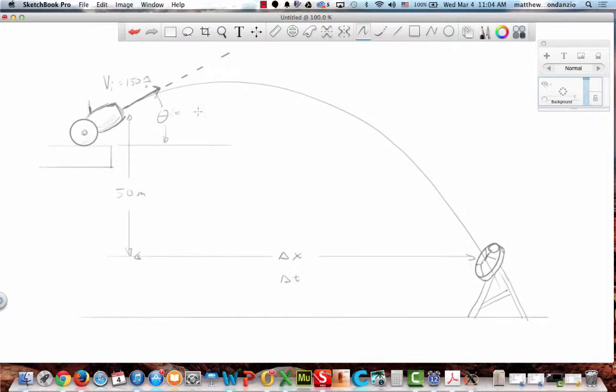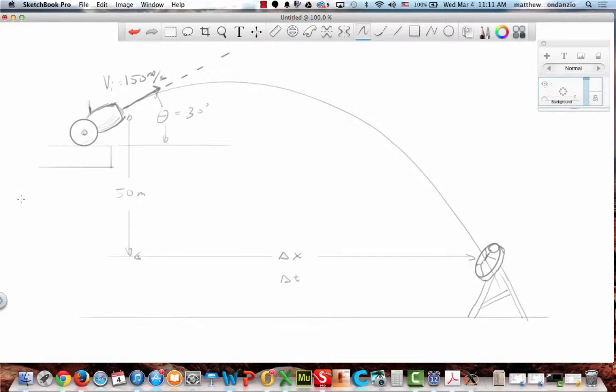This time I'll give you theta. At another point, I'm going to ask you for theta. But let's say theta is a simple 30 degrees. So what I want you to do is move the tables and start. You can set up a table where you have all the variables.